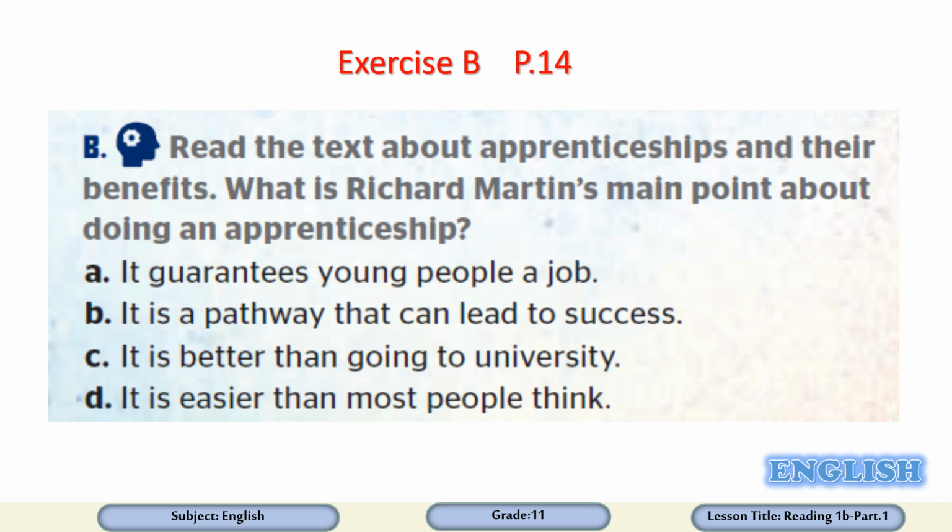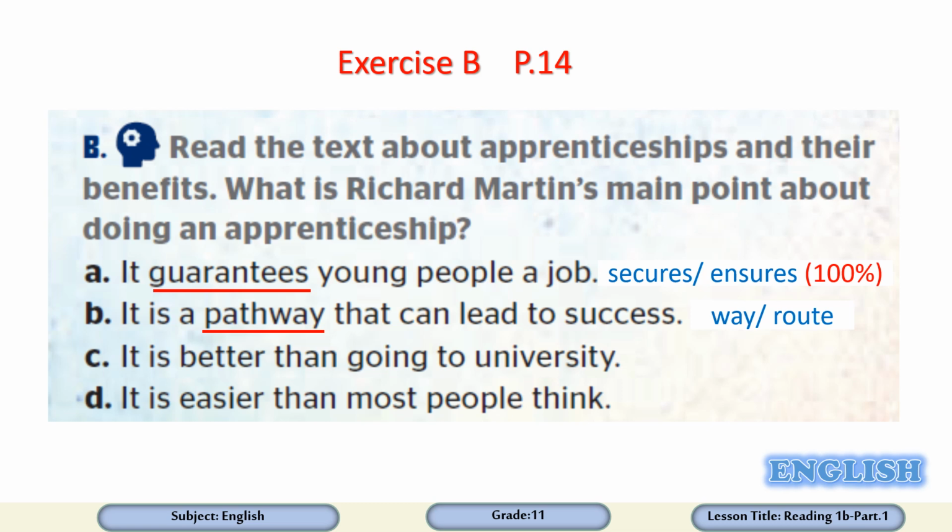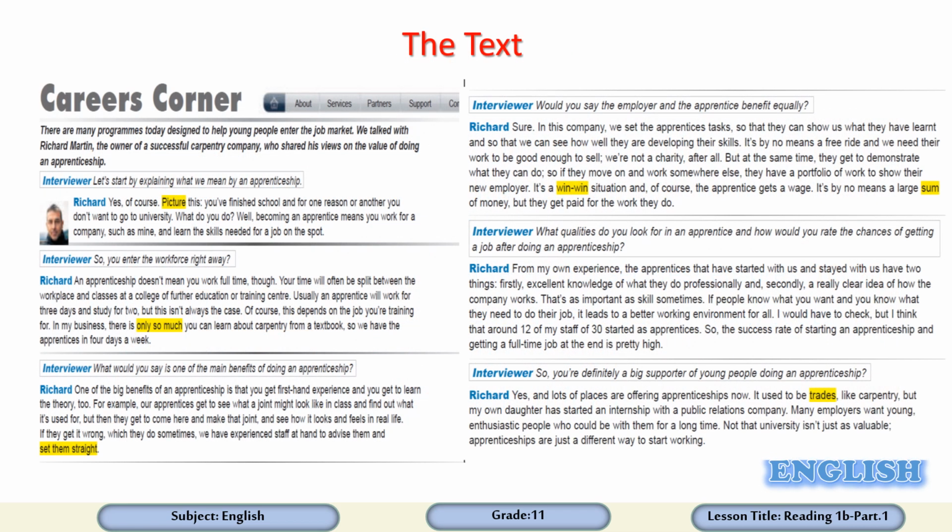Are there any difficult words? Yes, guarantees. It means to secure or to ensure something by 100%. Yes, pathway. Pathway, it means a way or a route. Stop the video and read quickly through the text to answer the question. If you have finished, let's begin.